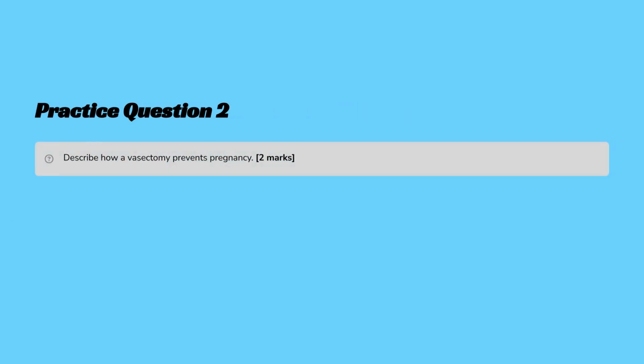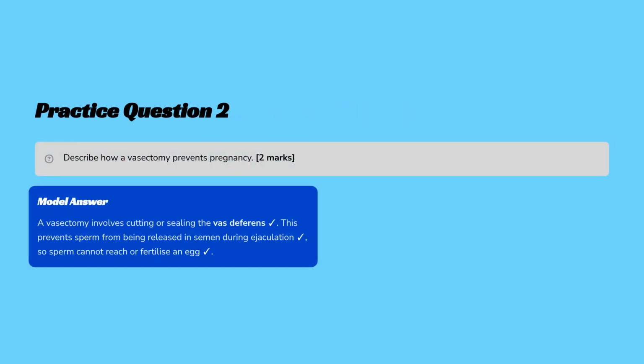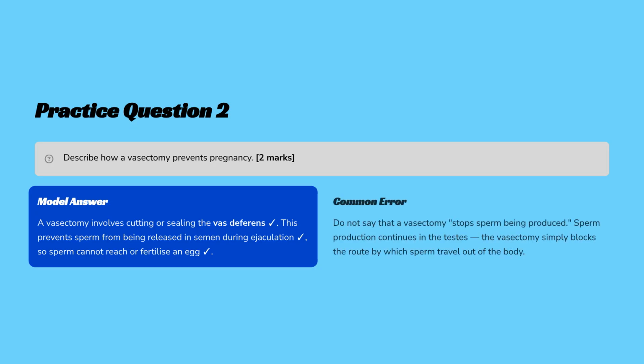Next question. How does a vasectomy prevent pregnancy? It involves cutting or sealing the vas deferens. This prevents sperm from being released during ejaculation, meaning it cannot reach or fertilize an egg. Remember, sperm production still continues in the testes.